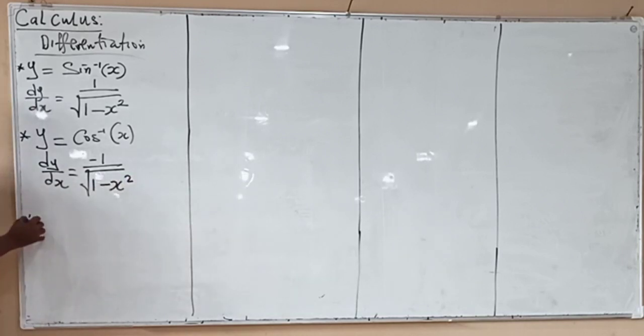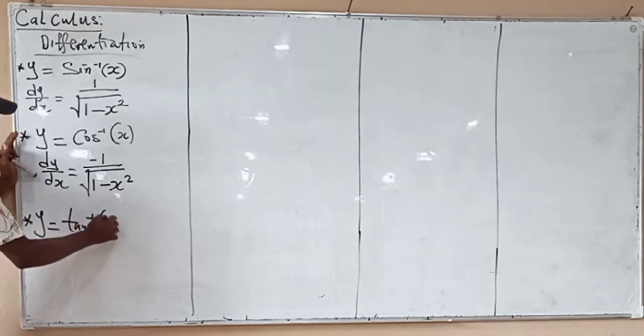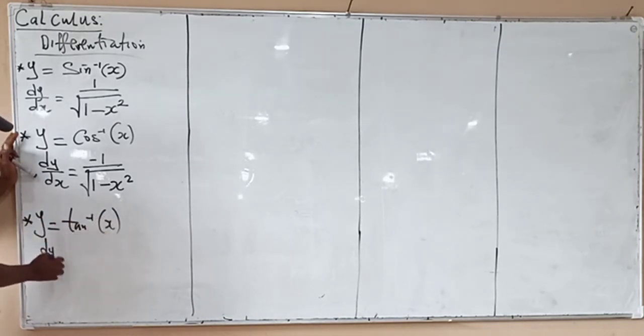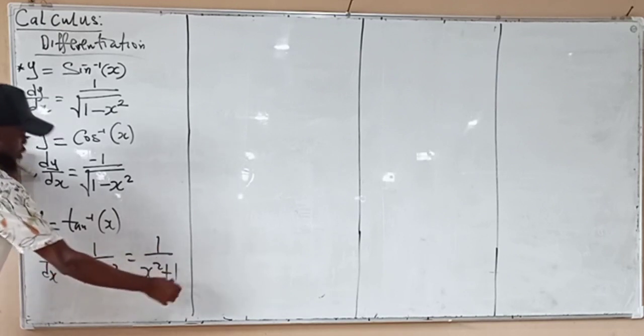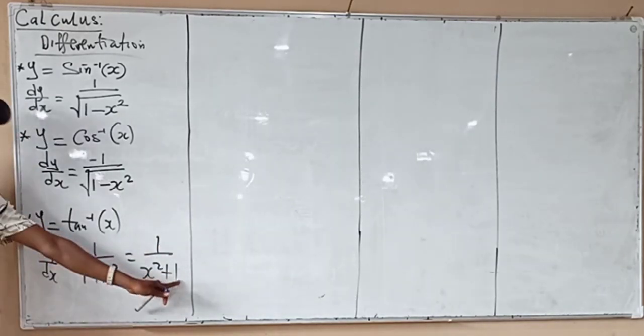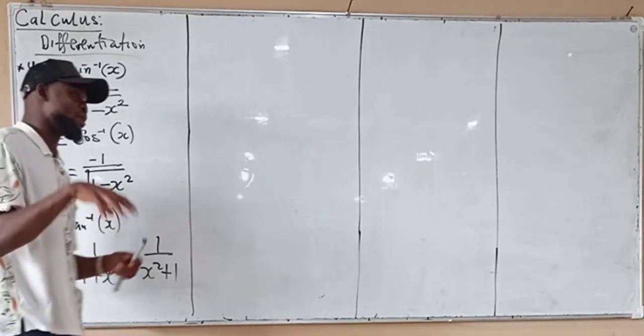Then if y is equal to the tan inverse of x, then dy over dx will be equal to 1 over 1 plus x squared, or 1 over x squared plus 1, because addition is commutative. So that is 1 plus x squared or x squared plus 1. Both of them will be very, very, very correct.